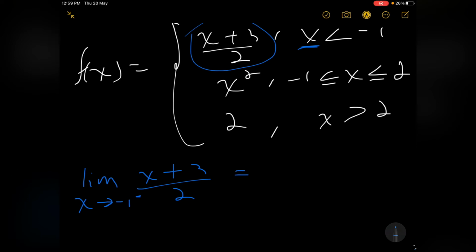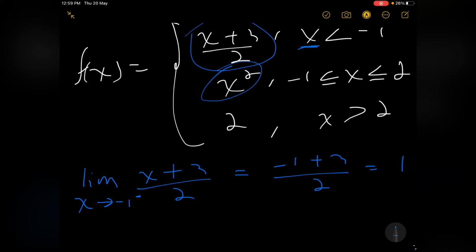When we directly substitute our -1, we have (-1 + 3)/2, which is equal to 1. Next, we want to approach from the right, so we'd use this function.